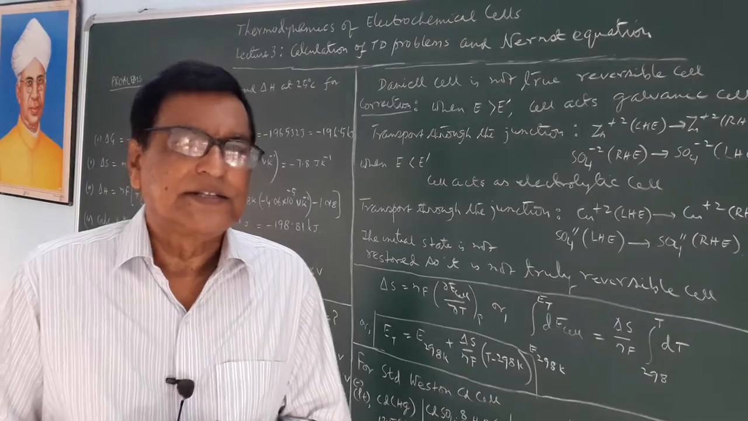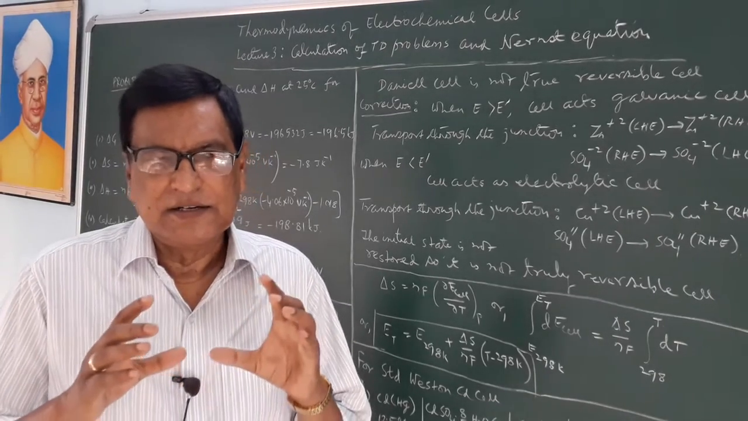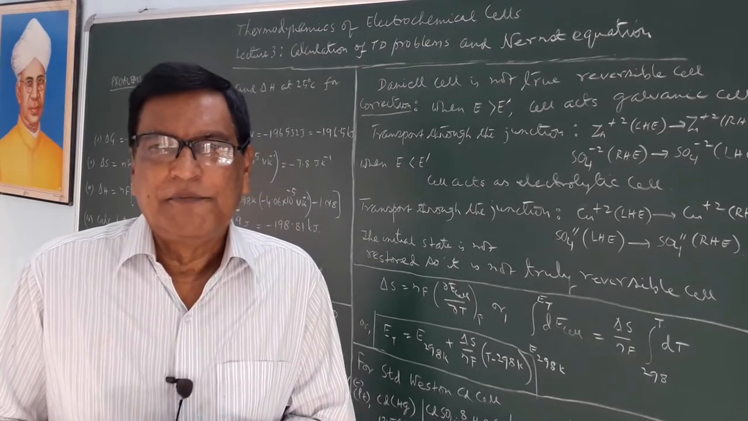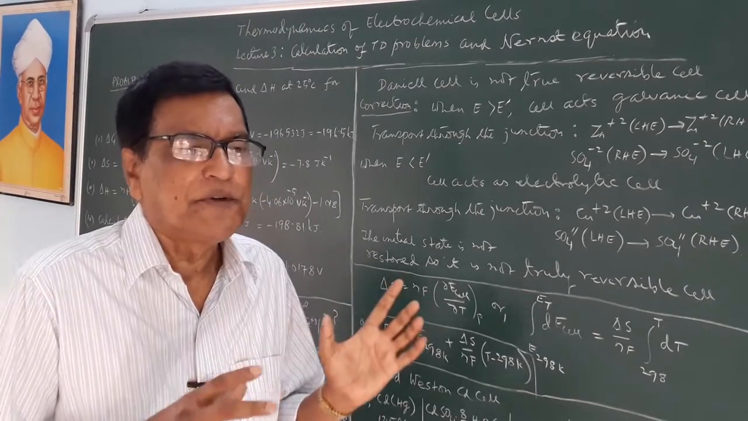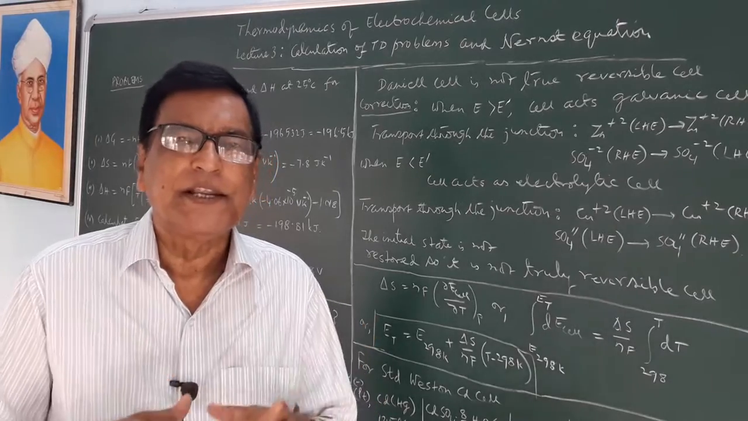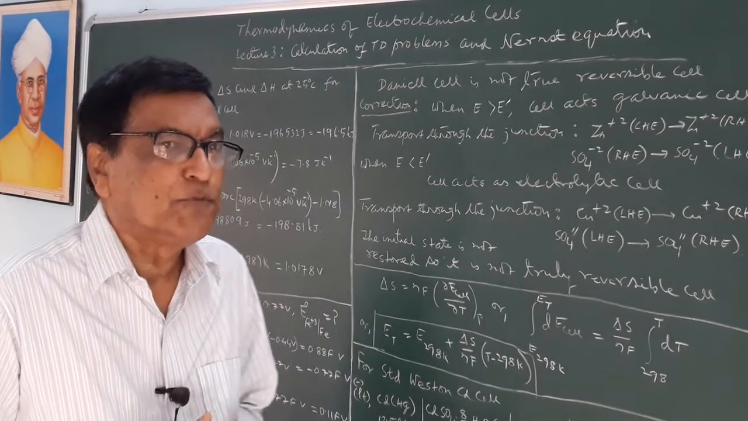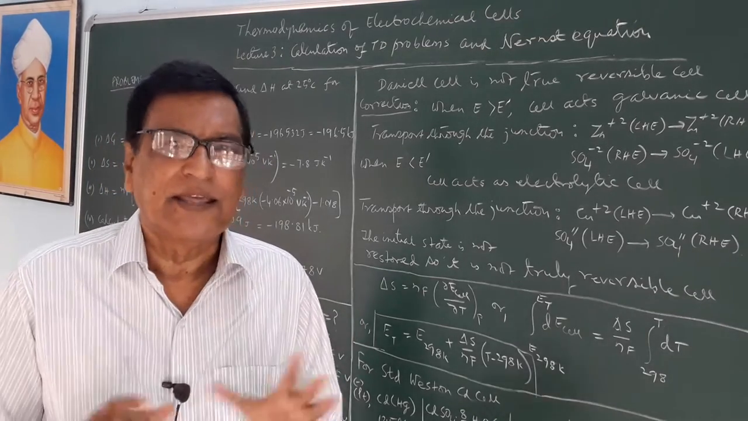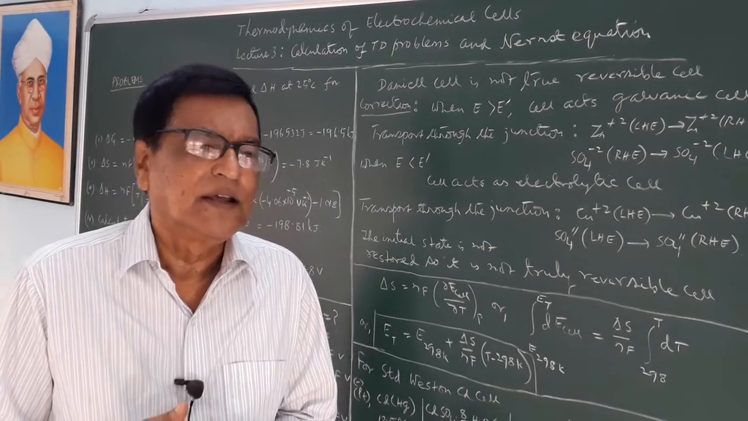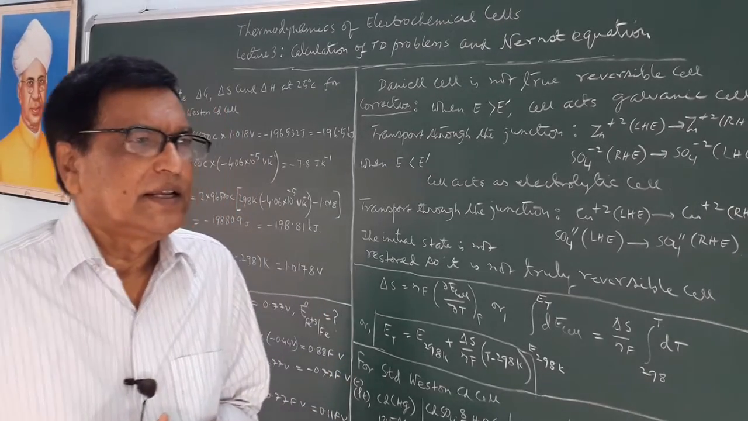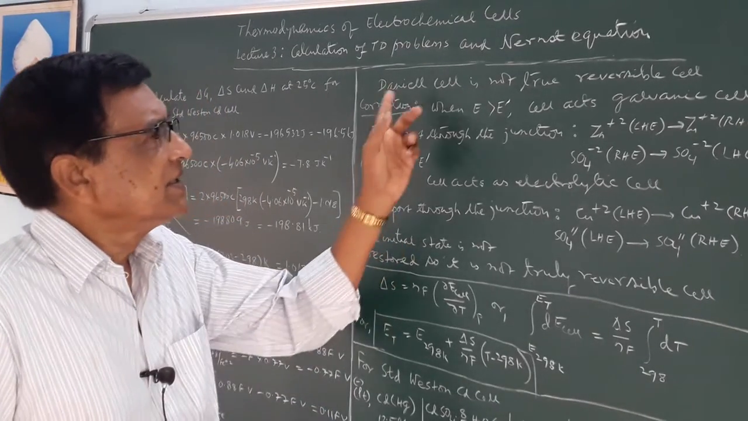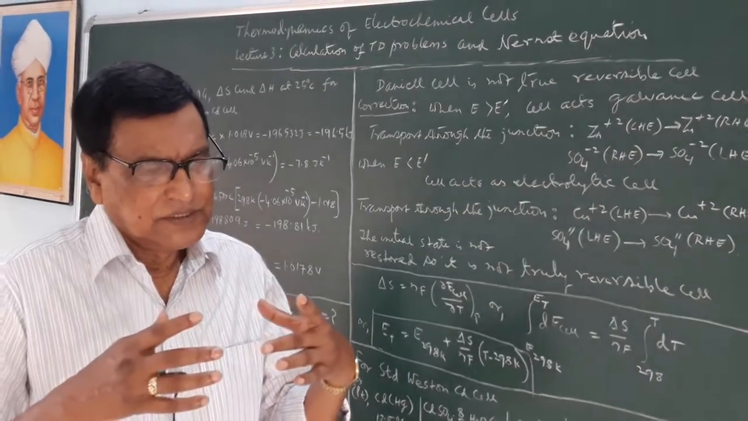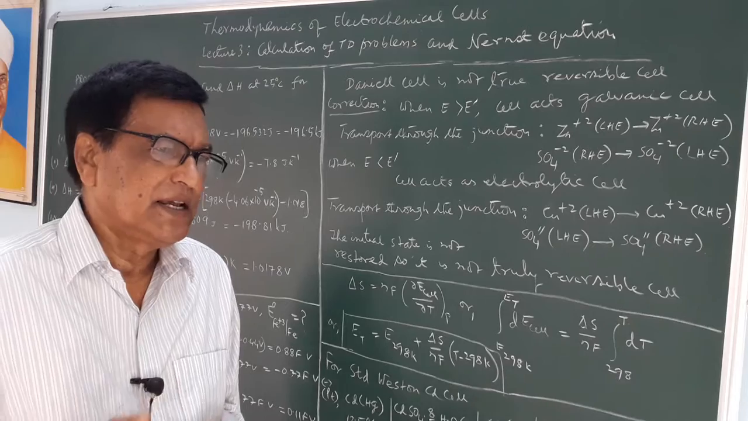Today I shall work out some mathematical problems, showing how the thermodynamical properties of the cell reaction could be determined by using this cell potential. Before going to that, I would like to mention one correction. The Daniell cell is not a truly reversible one. This was discussed in my last class.